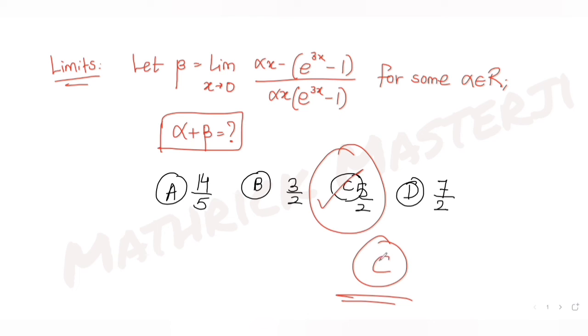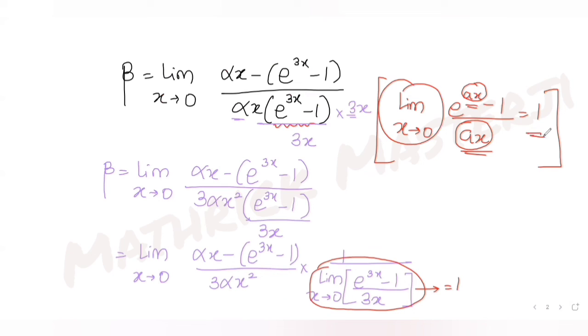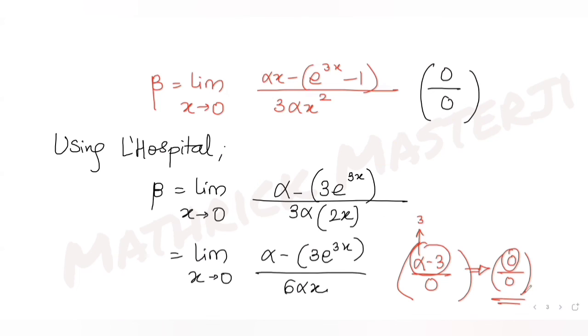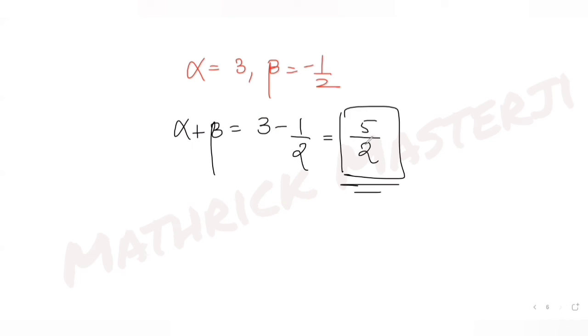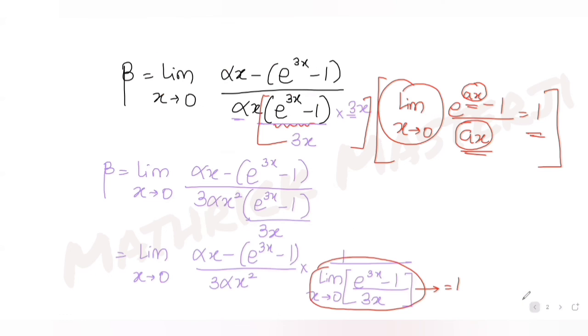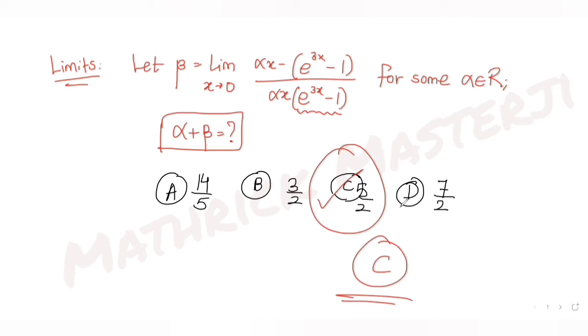I hope you have understood how to solve this type of questions with limits. So first we figured out that e raised to ax minus 1 divided by ax, where the limit x tends to 0, is equal to 1. So we adjusted that by manipulation first. That made the entire thing 1. And then we applied L'Hopital's rule 2 times to get alpha as 3 and beta becoming minus half. That gave me the sum of the two as 5 by 2, which basically matches with option C. So C becomes the correct answer here for the question that was given to us. I hope you have understood how to solve this type of questions.